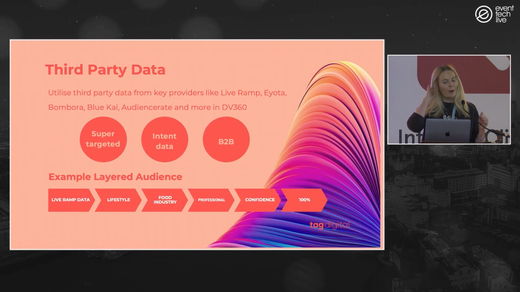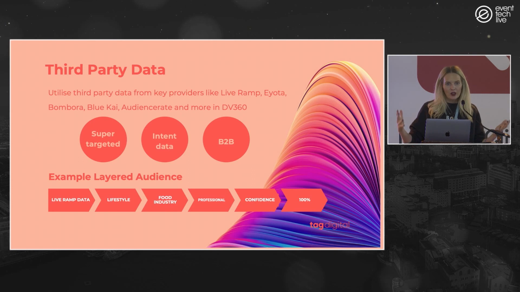Another way that you can be building data, keeping in mind cookies are going to be retired, first party is really important, but you're always going to be looking for other ways that you can build data. So third-party data is available to us in platforms like DV360. For anyone that doesn't know, it's Google Ads on steroids, basically.